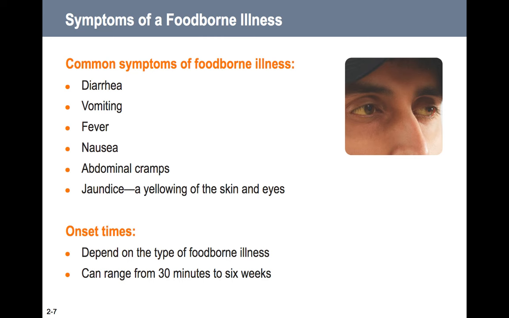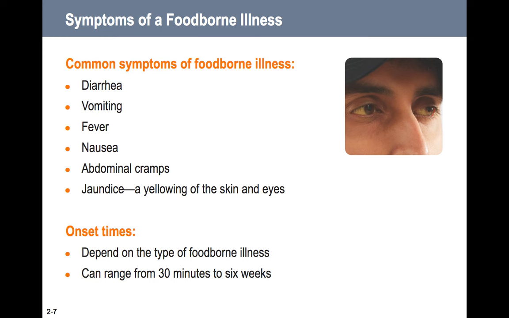So what are some of the common symptoms of foodborne illness relating to a biological pathogen? Some of the common symptoms include diarrhea, vomiting, fever, nausea, abdominal cramps, and jaundice, which is a yellowing of the skin and eyes. Based on this picture, you can see that the gentleman's eyes are a little bit yellow and not pure white.